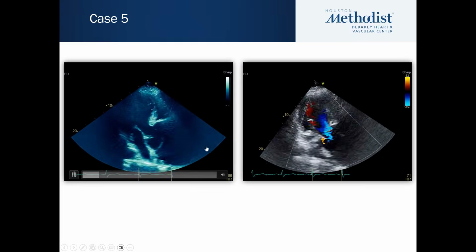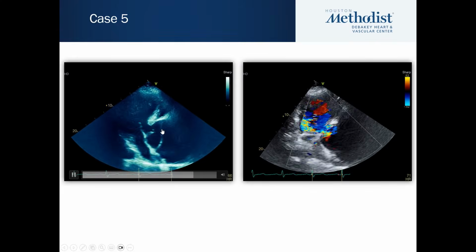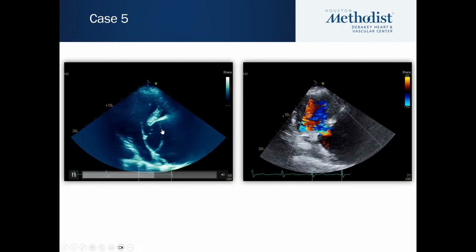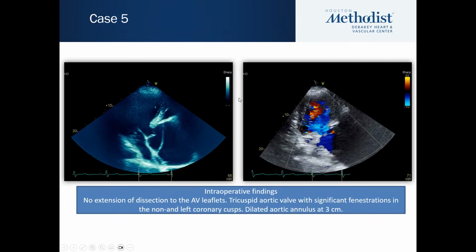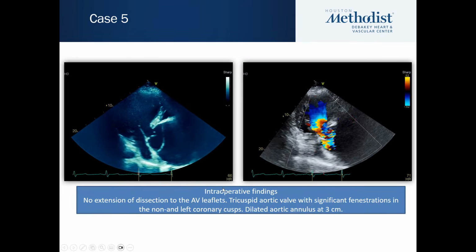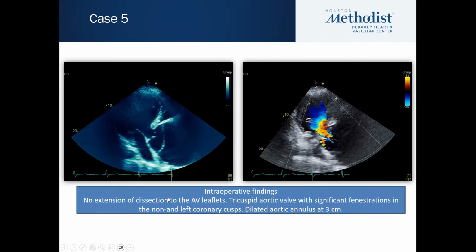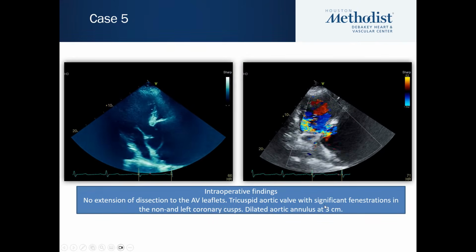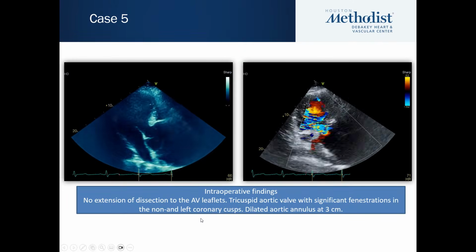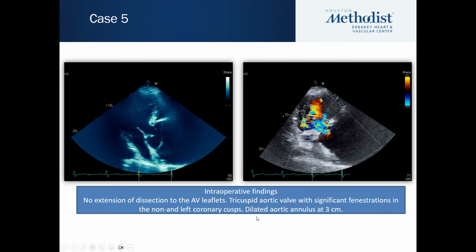But the dissection actually doesn't get all the way down, but this is that STJ stretching open or stretching the leaflets and causing AR. And some things you cannot really tell on imaging. So according to the op report, there's no dissection that's extending down to the leaflets, but there's those fenestrations along the non and the left coronary cusp and a dilated annulus.